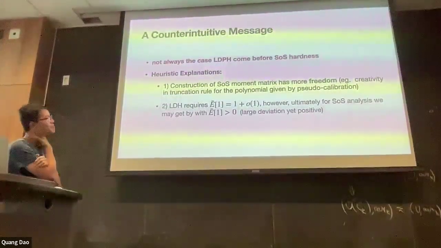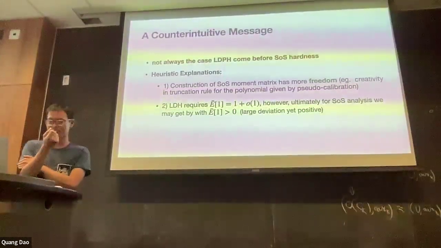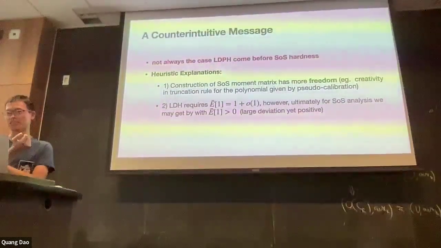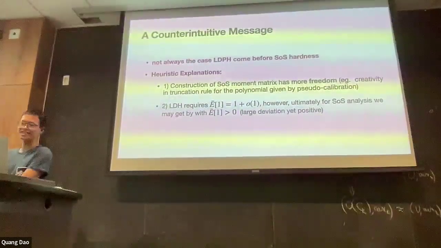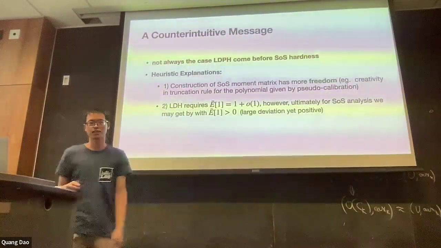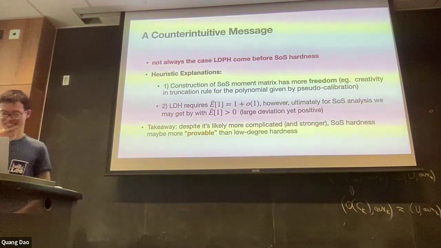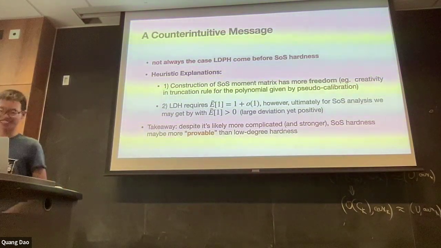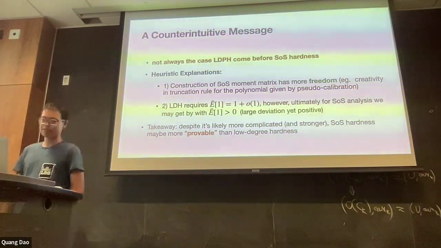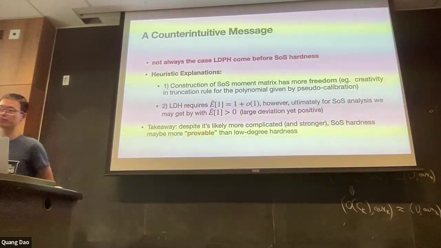And another, more technical perspective is that low degree polynomials require the scalar random variable to be concentrated around one. But for sum of squares, ultimately you just care about the matrix being PSD. So large deviation is possible. One personal takeaway I would say is that even though it's more complicated, in most cases there are cases where sum of squares is maybe more powerful than low degree.